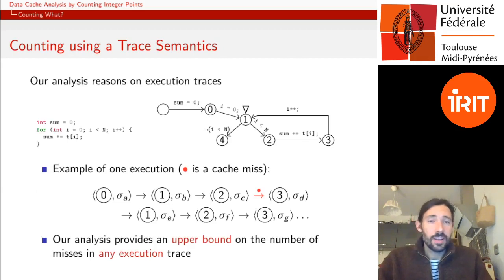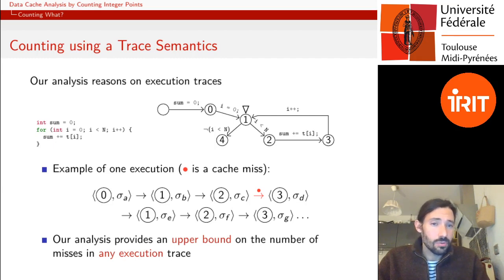First of all, let's define what we count. The program I've shown you is some text, and we can give it some meaning using semantics. We are going to use a trace semantics, where the events we are tracking, the misses, appear. So first of all, we go to some control flow graph, where the instructions are carried by the edges.